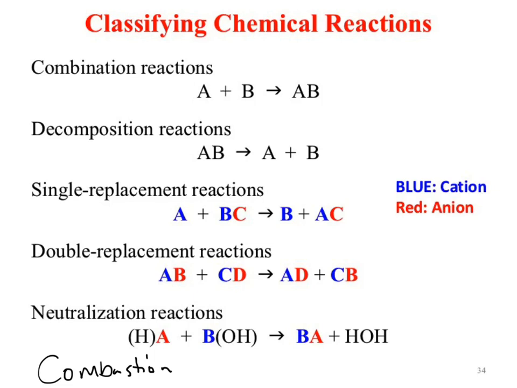So in a decomposition, we start with how many things? One. When we end, we have more than one. In this specific example, we're showing 2, but that could be 3, 4, it could be infinite. Combination reactions, what do we start with? More than one thing. What do we end with? One thing, because we've combined them into one thing.